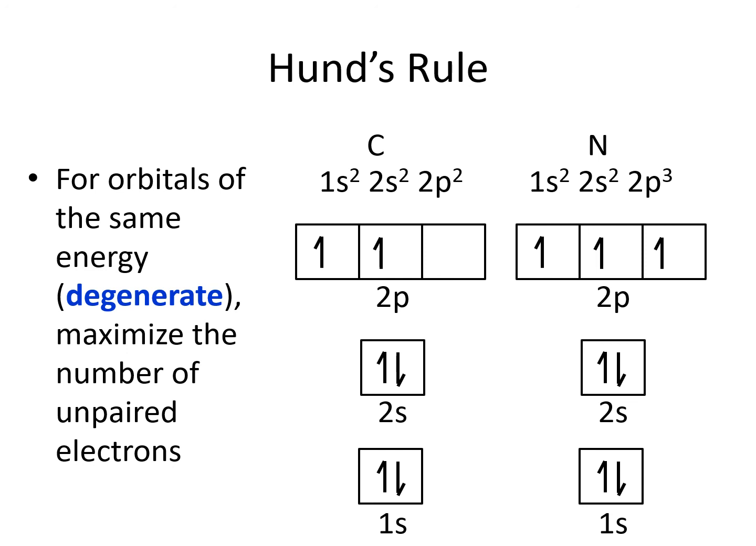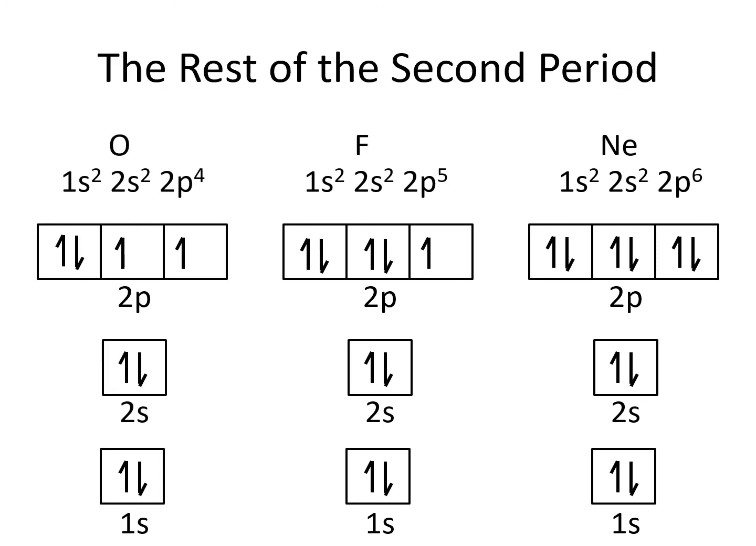Hund's rule tells us the 6th electron in carbon is filled into the second 2p orbital. The 7th electron in nitrogen gets filled into the third 2p orbital. Once we get to oxygen, there are no more empty 2p orbitals, so we have to start pairing the electrons again. Oxygen has 1 pair in the 2p's. Fluorine has 2 pairs in the 2p's. Finally, neon has pairs in all of its orbitals from 1s through 2p.